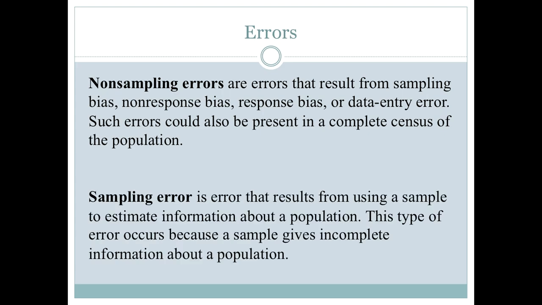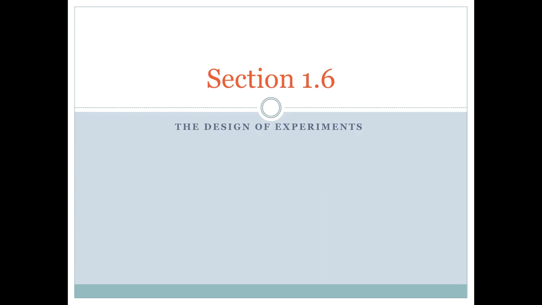But sampling errors are errors that result from using a sample to estimate information about a population. And this type of error occurs because a sample gives incomplete information about a population. So since we're not able to ask everyone what their opinion is on a particular topic, we take a sample. And this sample is going to introduce some kind of sampling error because we can't get complete information about the population from a sample, but this is kind of understood. This is something that we manage.